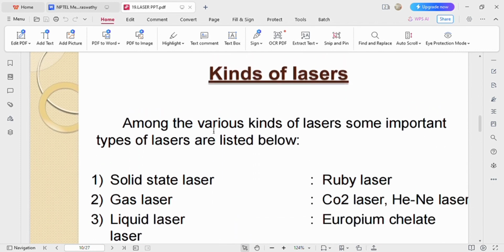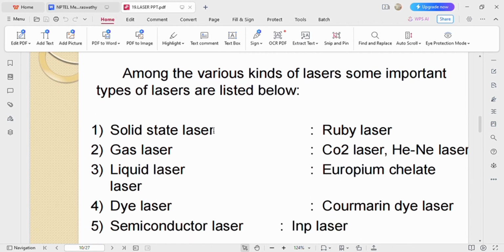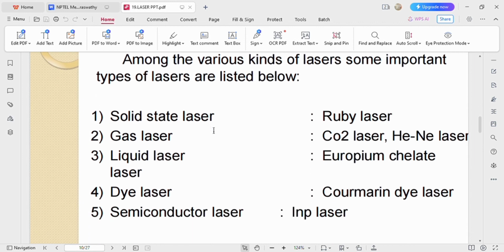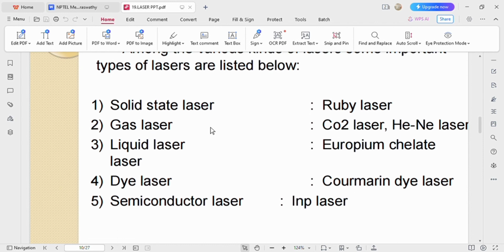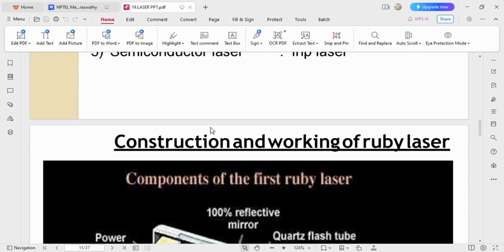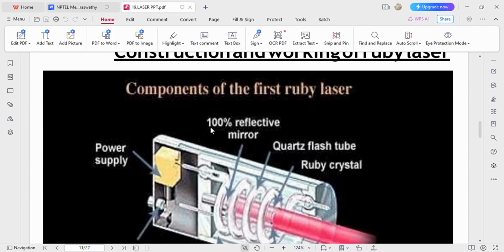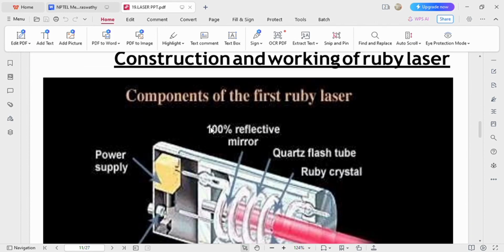Next we have to see the kinds of laser. There are various kinds of lasers available in technology. A few lasers are solid state laser, gas laser, liquid laser, dye laser and semiconductor laser. The solid state laser is the ruby laser, and the gas lasers are the CO2 laser and helium neon laser. Next we have to see the construction and working of the ruby laser.